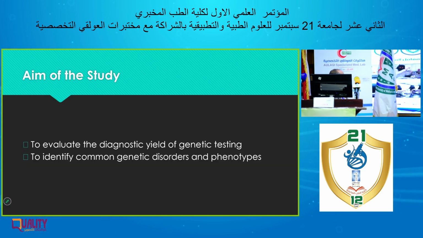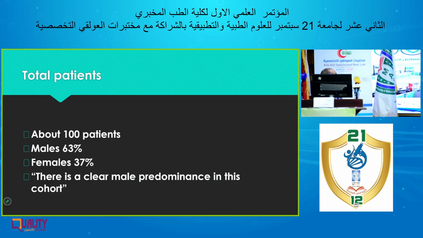What is the aim of this study? It is to evaluate the diagnostic yield of genetic testing and to identify common genetic neurological disorders and phenotypes. The total number of patients we have seen in the previous 2 years is about 100. About 36% of them are males and 37% are females. So there is a clear male predominance in this study.